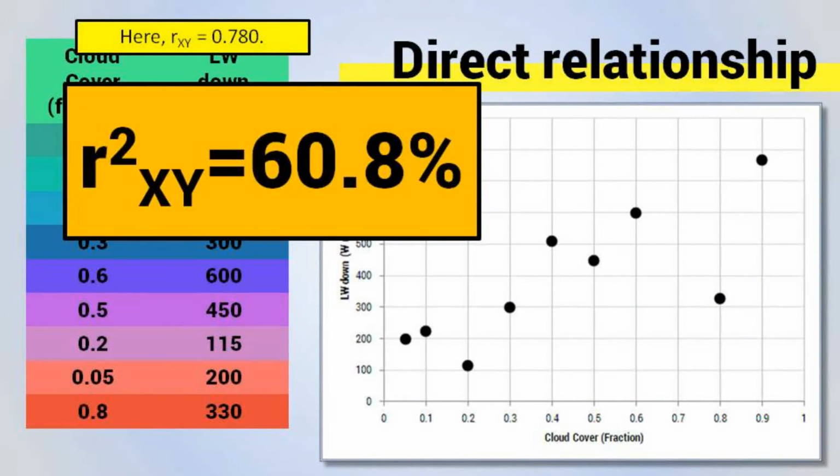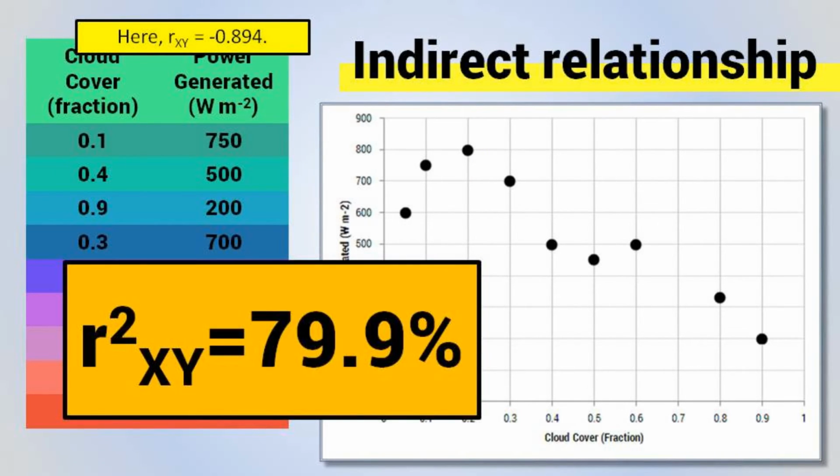So for example, for my direct relationship, remember we had a correlation between these two data sets of 0.78. You take 0.78 and you square it, you get that the percent variance explained is 60.8. In other words, about 61% of the variance in Y is explained by the fact it has this relationship with X. Okay? In the same way, for that indirect relationship, we have a correlation of negative 0.894. You square that, you get right around 80%. 80% of the variance in Y is explained by the relationship it has with X. Okay? That seems pretty convincing.